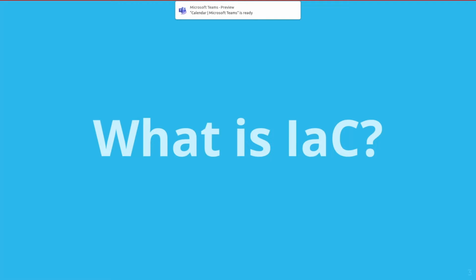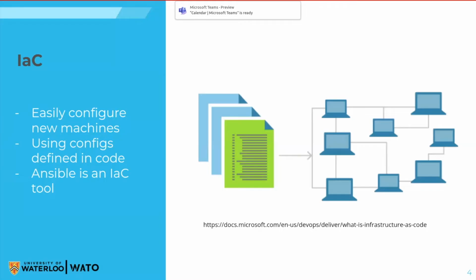So what is infrastructure as code? Basically, infrastructure as code is a way to easily configure new machines. And we do this by listing all the configurations we want as code, so as actual text and files. And Ansible is the tool that we use most commonly currently on the server cluster division to do this infrastructure as code, although we're also experimenting with other tools as well.